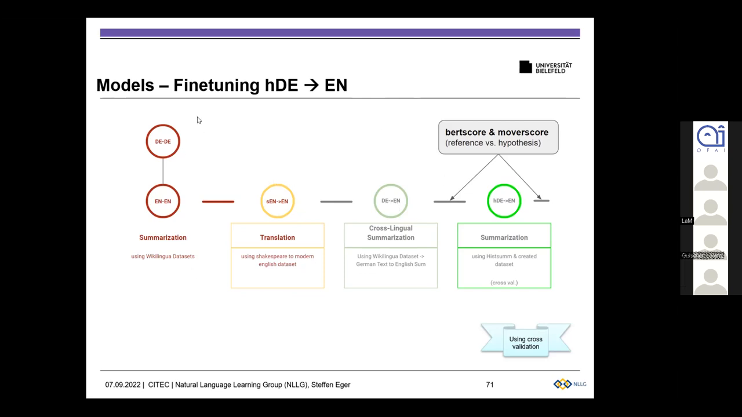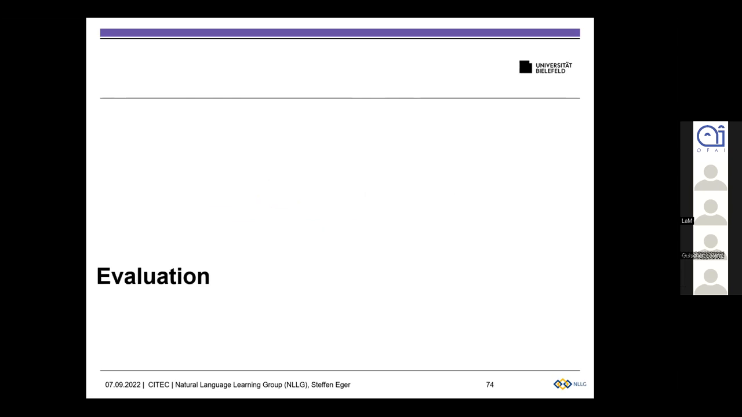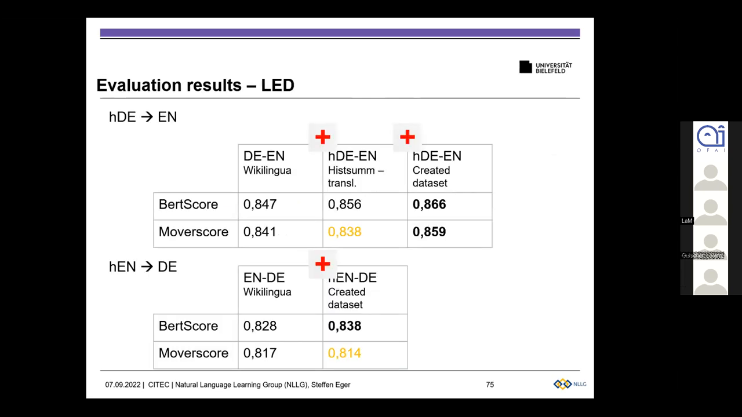And now what we can ask is, which of those fine-tuning tasks help for our final task? And our final task is to summarize the historical documents in one language into a summary in a modern, different language. All right, let's look a little bit at evaluation. As I said, we don't have human evaluation so far.